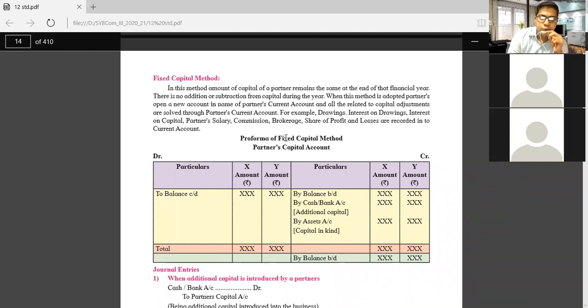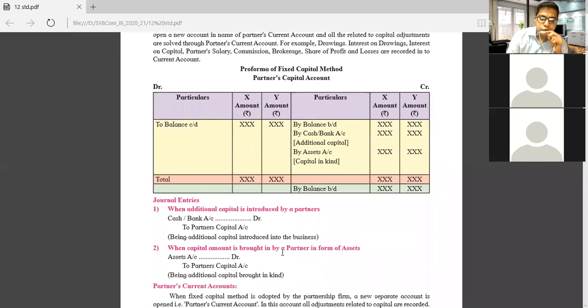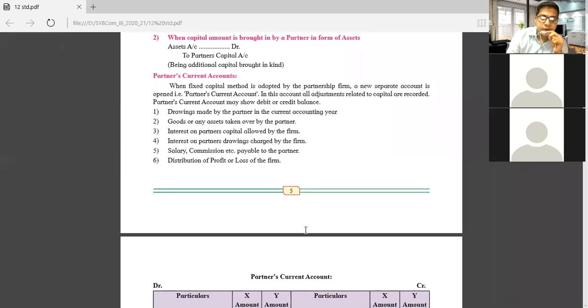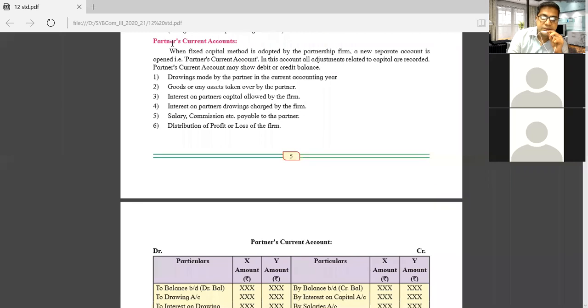Then you have to prepare the partners capital account ledger. After that, you have to move to fluctuating capital, and to the partners current account. Then you have to write all these points, because sometimes a short note may be asked: write a short note on partners current account. So you should know how to write these things.